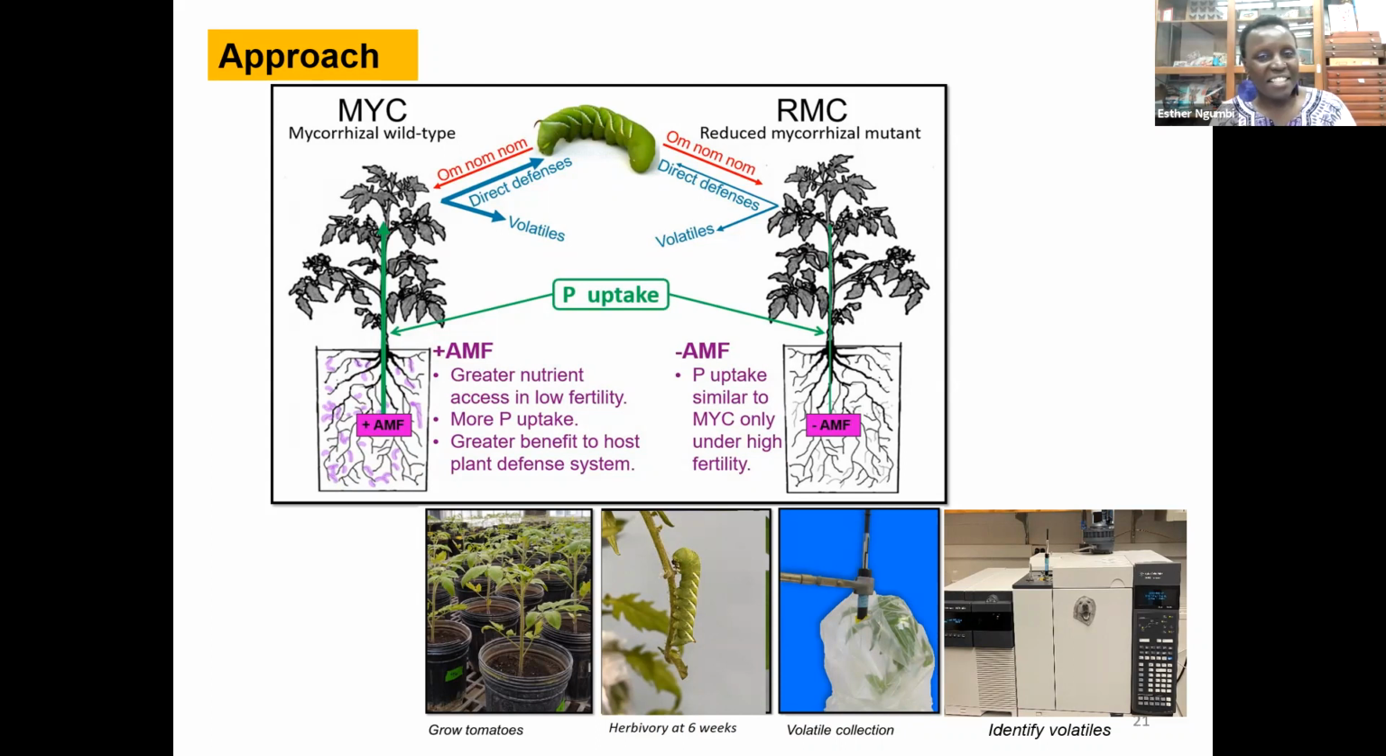And as I said, our insect is our beautiful tomato hornworm. And so our approach is to grow the tomatoes under greenhouse conditions. And then 6 weeks later, we bring them back to our labs and infest the plants with Manduca sexta. And then we collect the volatiles using solid phase microextraction and further analyze and identify the chemistry.